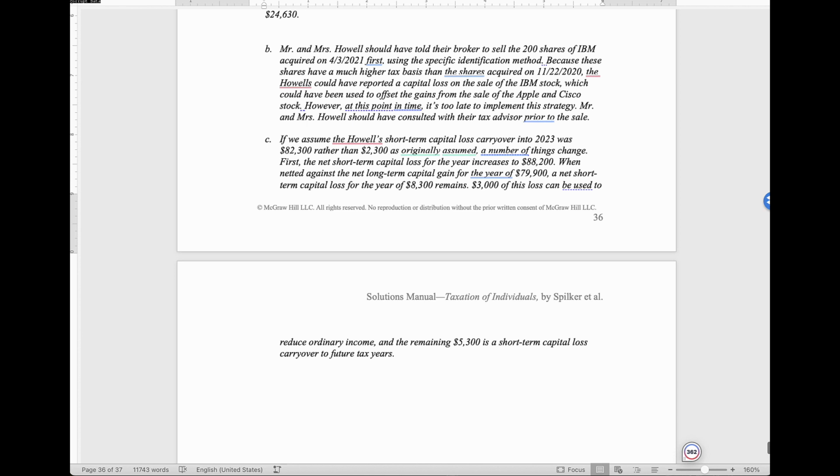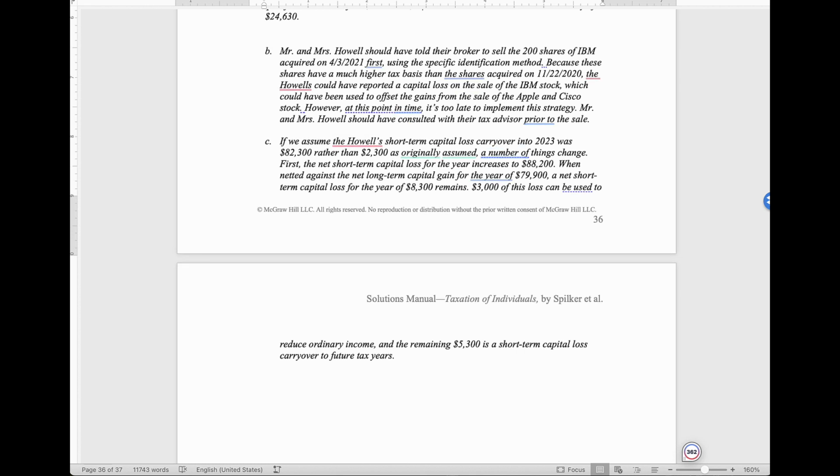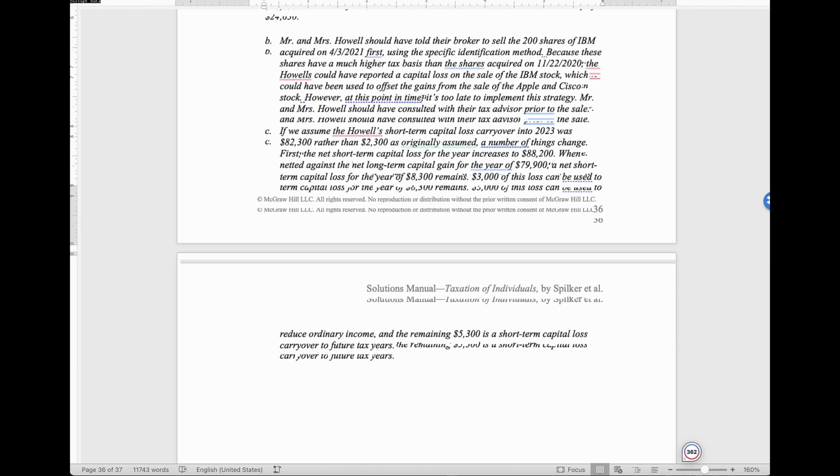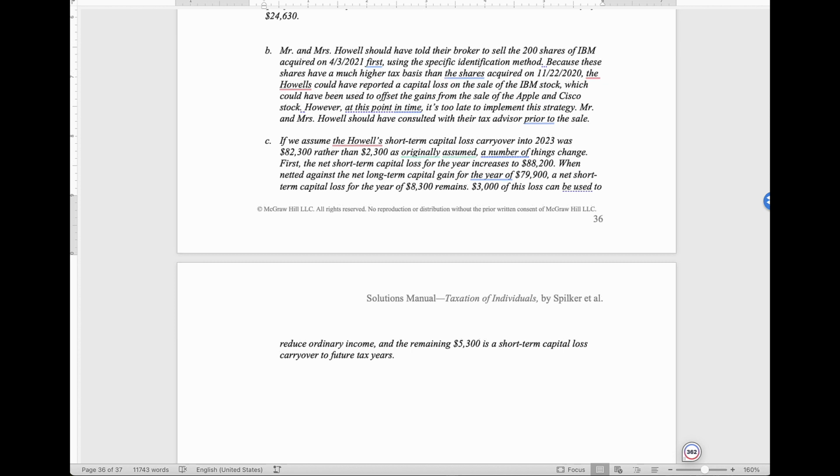So in this case, we were assuming that the short-term capital loss carryover was $82,300, not $2,300. So first, that net short-term capital loss for the year is going to now increase to the $88,200. And then when that is netted against the net long-term capital gain for the year, which is $79,900, a net short-term capital loss for the year is $8,300. That's what's going to remain.